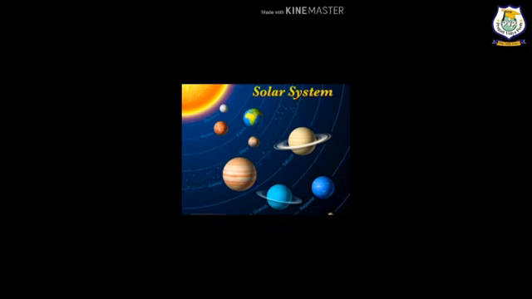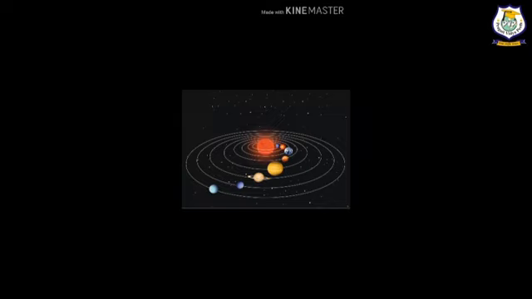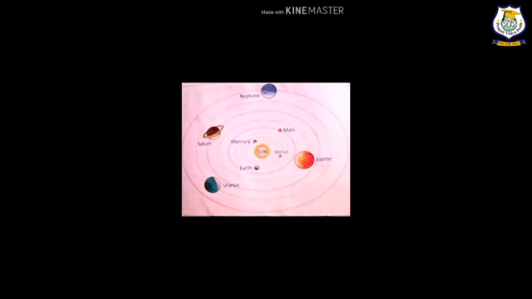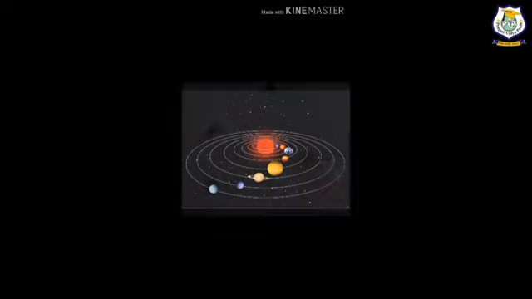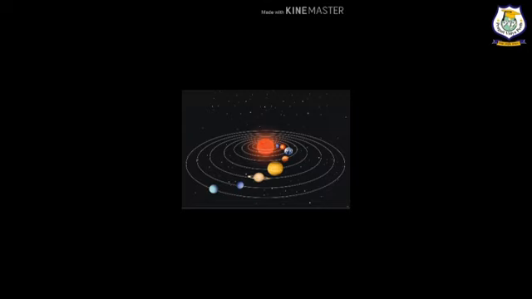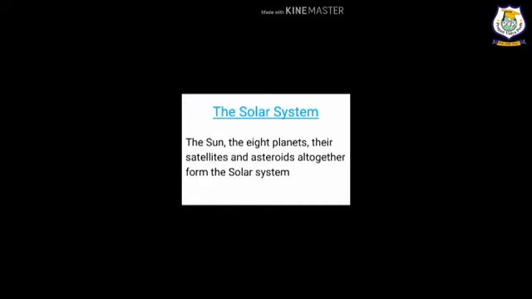So the first topic is the solar system. Try to understand by this picture. What are you observing here? Yes, you see the sun in the center and the planets which are revolving around the sun. Do you know? The sun is surrounded by 8 planets. These 8 planets along with the sun at the center form a family with their satellites and asteroids. Asteroids are pieces of rocks and pieces of dust. These all together form the solar system.